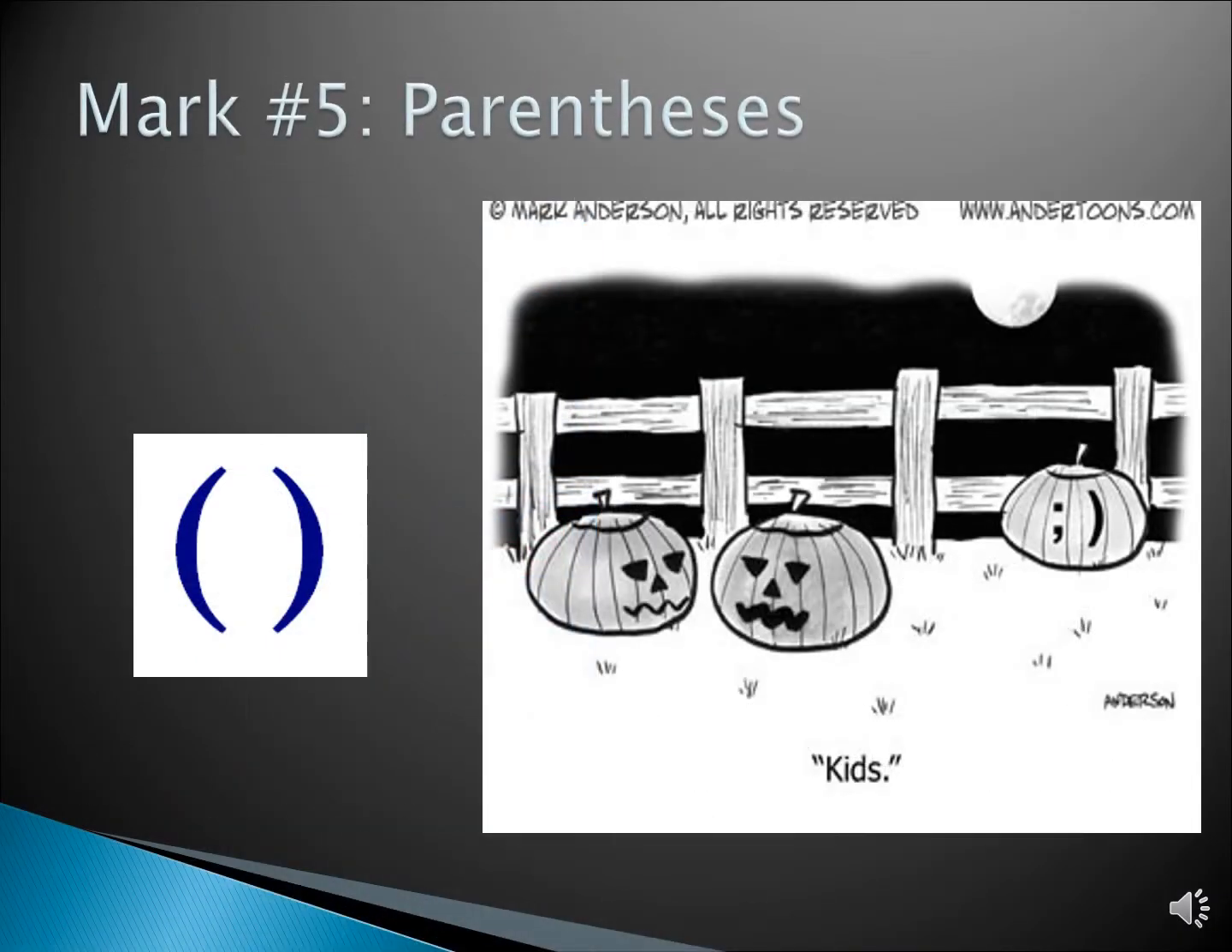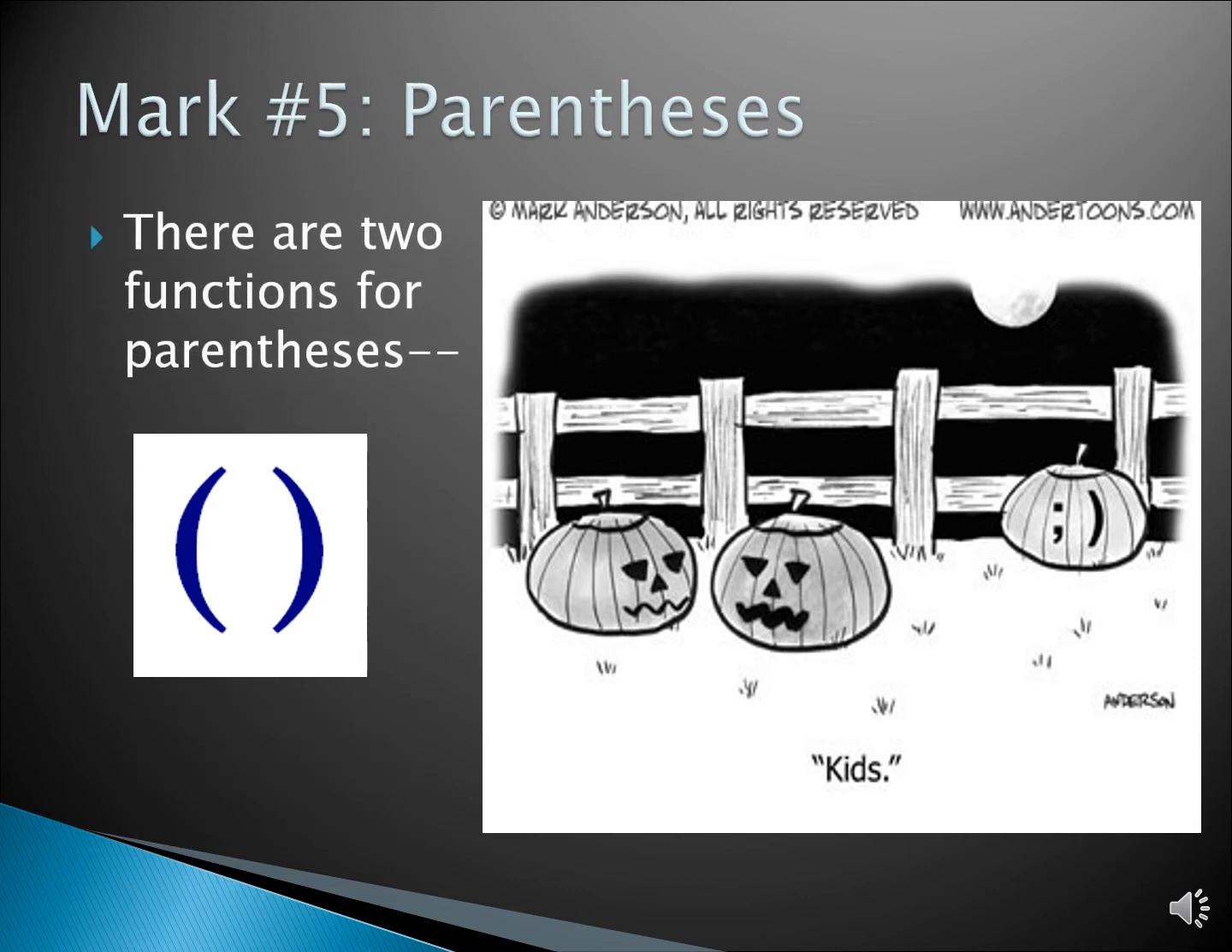And we will be seeing a lot more of this mark as we get into essay number 3. Because parentheses, they do have a couple of functions. The first one, not so important for us, but the second one, we cannot avoid in academic writing.